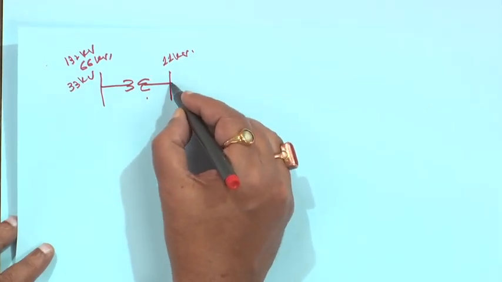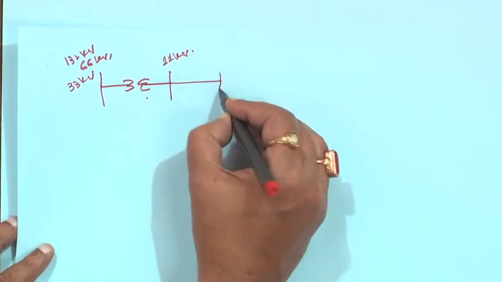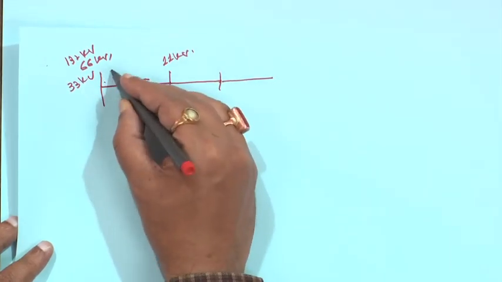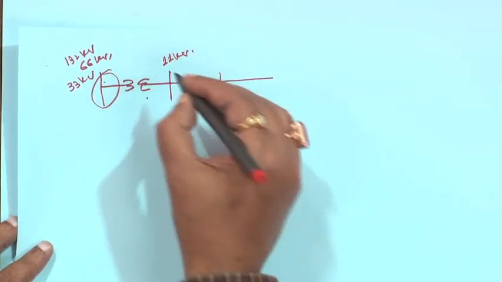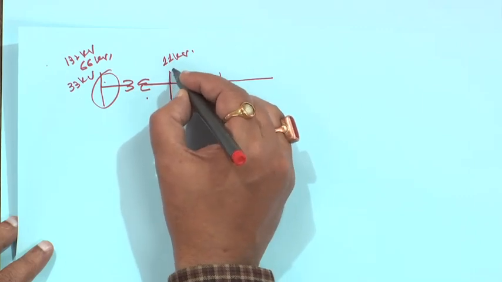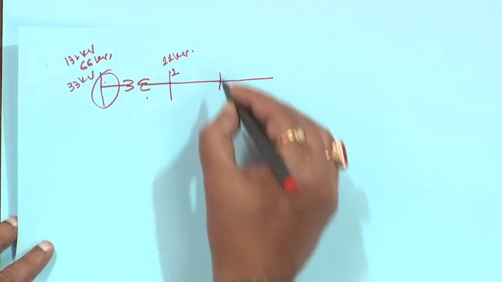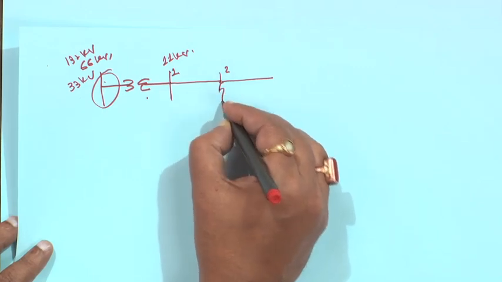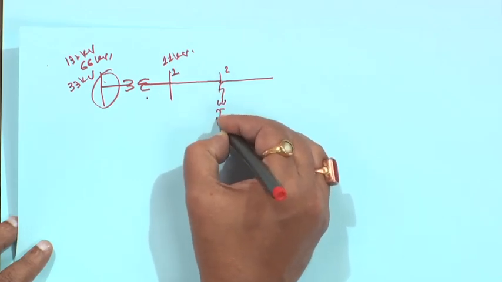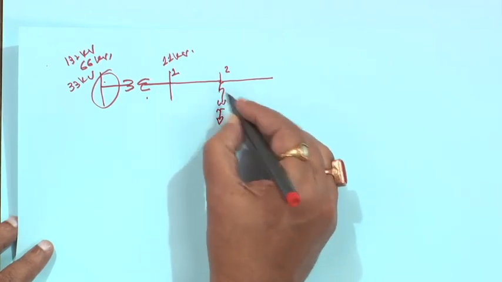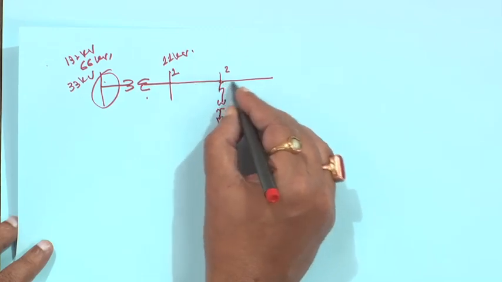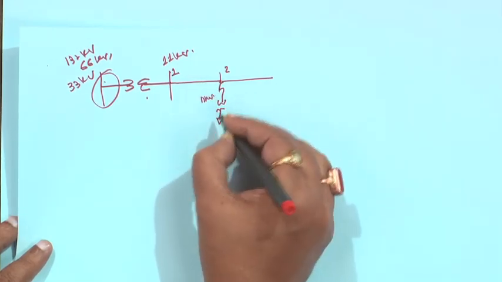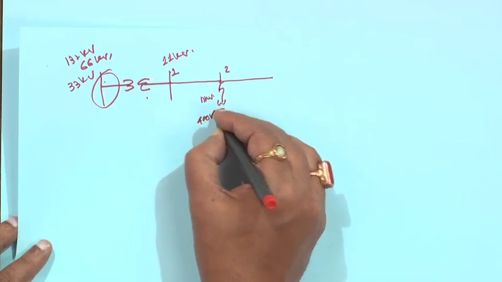Now, an 11 kV feeder will be there for our analysis. Forget about this side. Suppose this is my node 1, and this is my node 2, and some load will be tapped here, where you have the distribution transformer. This is an 11 kV feeder, 11 kV line, so this side is 11 kV and this side is say 400 volt.